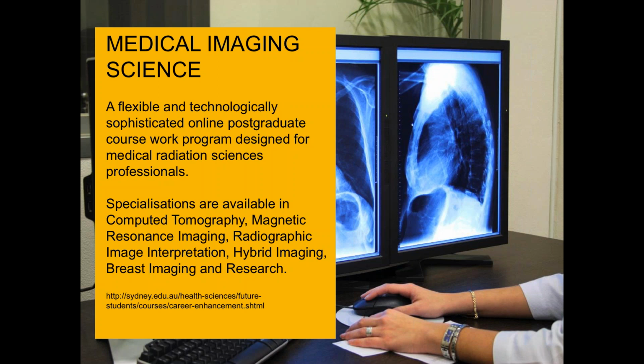One of the things that is nice about the program is that if you do a certain set of subjects, you can leave the program with a specialization. The specializations that we offer are computed tomography, magnetic resonance imaging, radiographic image interpretation, hybrid imaging, breast imaging, and if you're doing the master's, you can focus on a research topic. And I'll talk about the subjects that you need to do to complete those specializations.